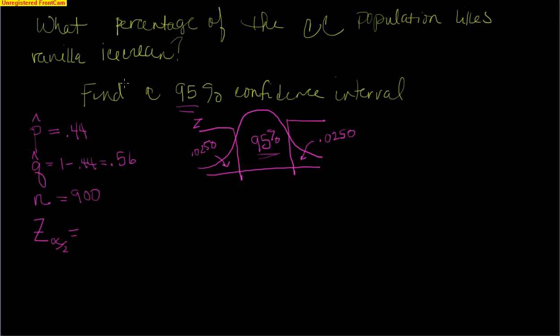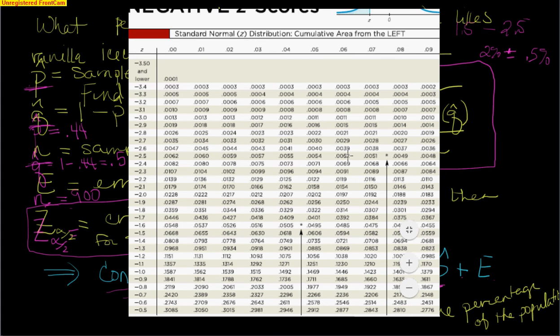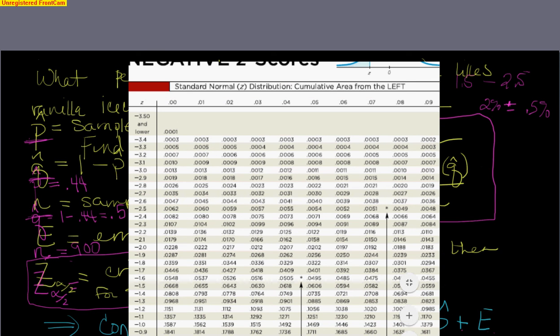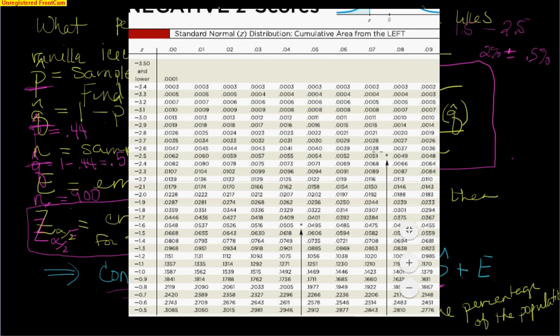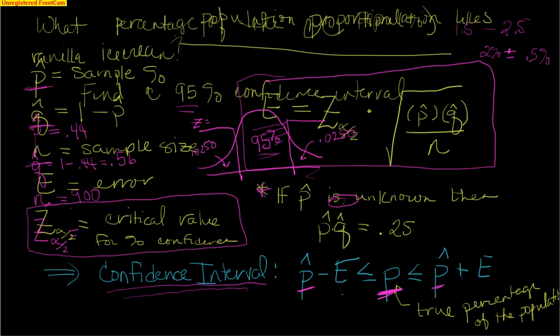So if you go to your z table and look up 0.0250, let's find that. Here it is. 0.0250 is right here, okay? And that z-score was negative 1.96.